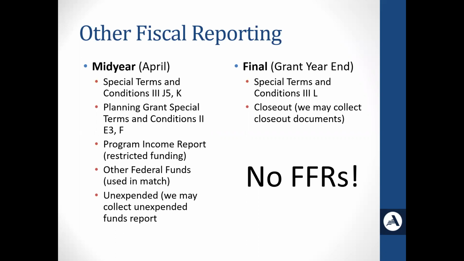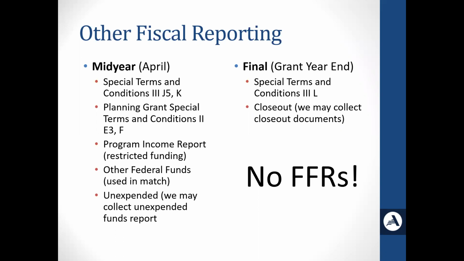We'll also collect other federal funds. So you probably know that you can use approved federal funds as match, but you need to have proof, probably a letter from the federal funding source, that it's approved to be used to match an AmeriCorps grant. Most of you don't ever have other federal funds, but we still need to check, and sometimes people do.